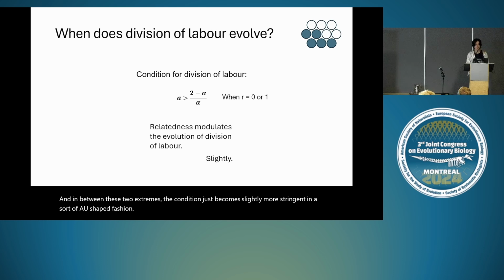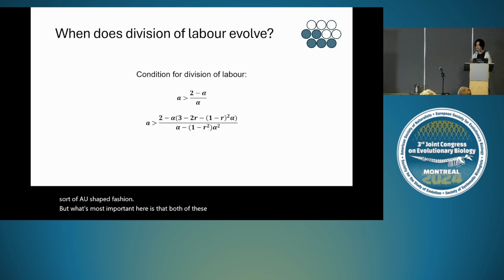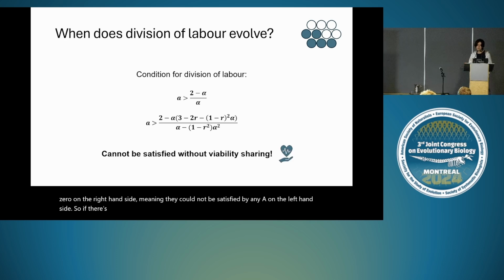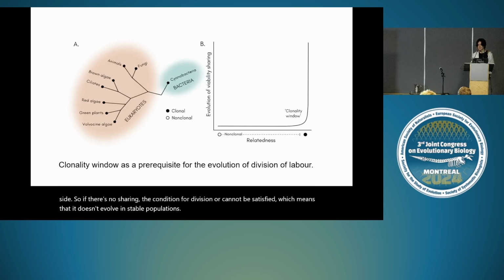But what's most important here is that both of these conditions cannot be satisfied if alpha, or the extent of viability sharing, is equal to 0. Both expressions will end up with a value over 0 on the right-hand side, meaning they could not be satisfied by any a on the left-hand side. So if there's no sharing, the condition for division of labor cannot be satisfied, which means that it doesn't evolve in stable populations. And this means that the clonality window for viability sharing to evolve also serves as a prerequisite for the evolution of division of labor, which matches all the empirical evidence on the evolution of complex multicellularity, which is only seen to have arisen in multicellular taxa with clonal groups.